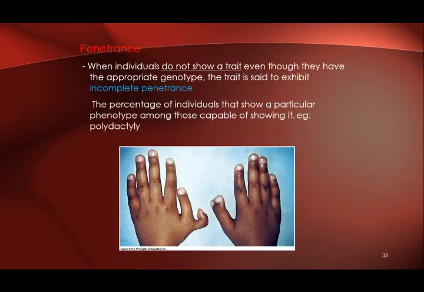Penetrance. It means that you have the genetics, but you do not show the trait. Genotype is okay, but phenotype doesn't turn up. So you can say that the trait has incomplete penetrance. Specific individuals that show a particular phenotype among those capable of showing it, such as polydactyly. If you look at penetrance, you are born with that gene, but somehow you do not manifest the traits from that gene.